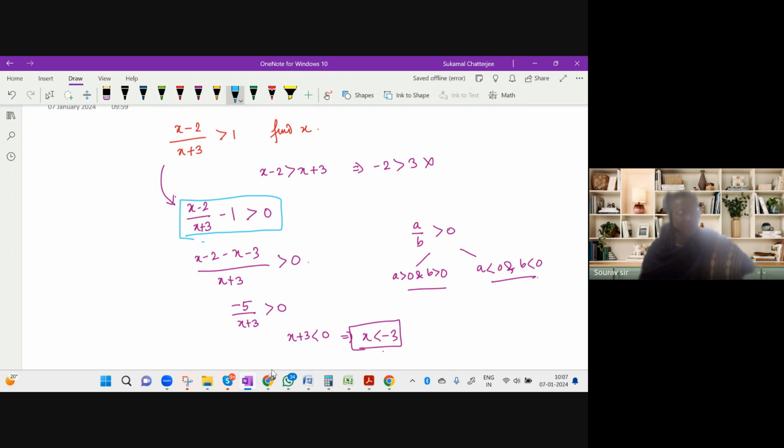Always get it in the form a/b, which will be either greater than 0 or less than 0, and based on that your solutions will come out. If it is greater than 0, then both have to be positive or both have to be negative. If a/b is less than 0, then one has to be positive and the other negative. This is how you solve inequalities like this. Okay.